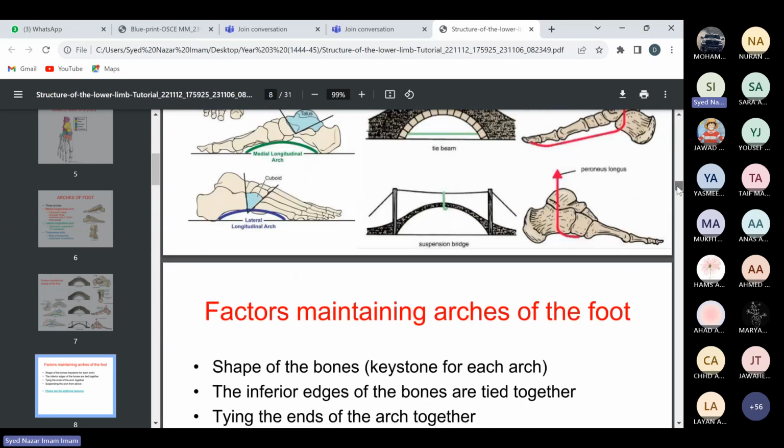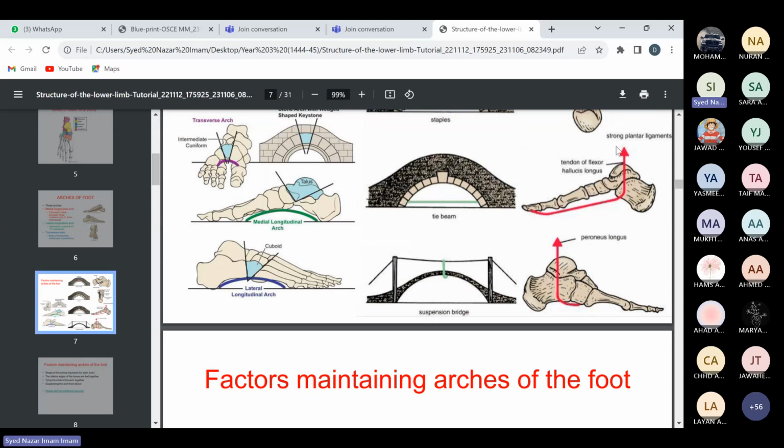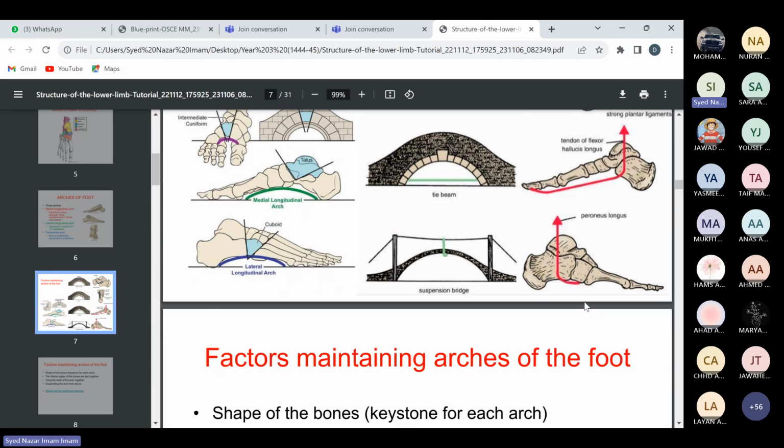We have a long tendon. On the medial side, we have the tendon of flexor hallucis longus. This is suspending the medial longitudinal arch from above. Similarly, we have the peroneus longus tendon on the lateral side that is suspending the arch from the lateral side. So these are the factors maintaining the arch.